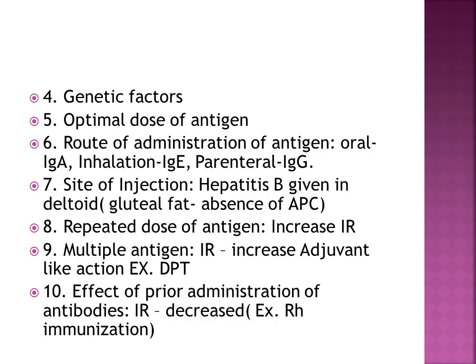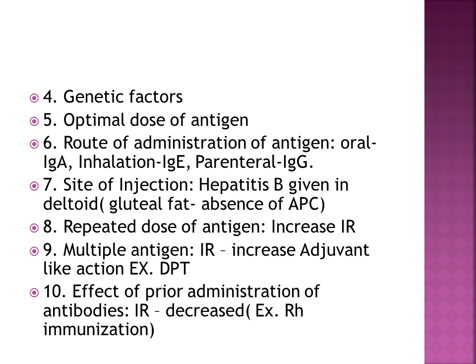Then repeated doses of antigen, so they increase the immune response. Then multiple antigens, so the immune response is increased. In that, an adjuvant-like action is there. An example of that is DPT vaccination. In that, pertussis acts as an adjuvant.